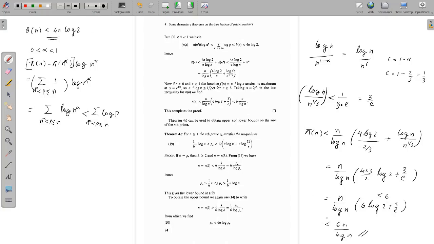So from this you can write pi of n is less than 6 times n by log n, and we have already seen that it is always greater than 1 by 6 times n by log n. Now we have the inequality that we had to prove.